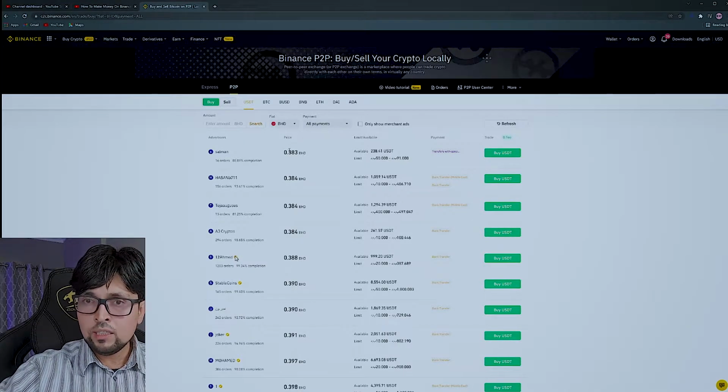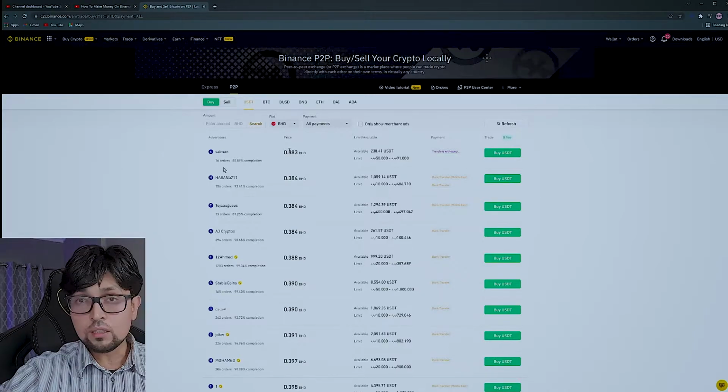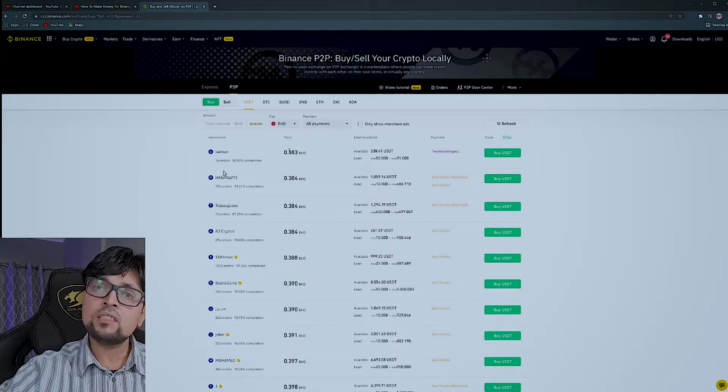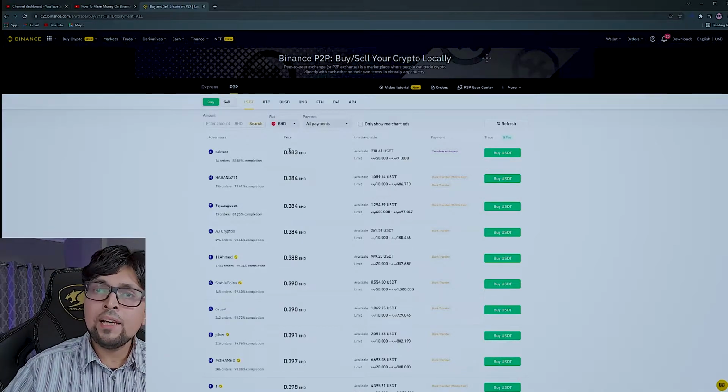Over here you can see there are badges. These are basically for the verified merchants. Normally their fees will be a bit higher for buying and a little lower for selling. If you are clicking on sell and you want to sell your coins, you can also see their track record, how many orders they have executed in the past and what was the completion percentage. So this gives you a basic idea about the advertiser.